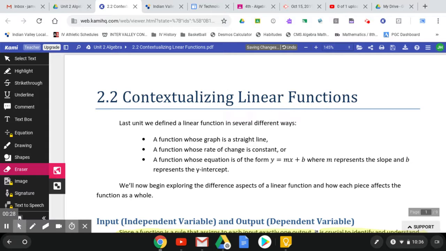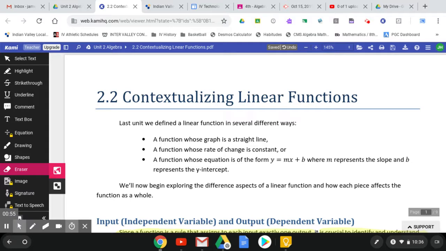Before we even begin that, what does contextualize mean? Big word, lots of syllables. What does contextualize mean? Ashlyn? Kind of fit into like talking or putting it into a real context or real situation. Okay, we're looking at the real world situation.